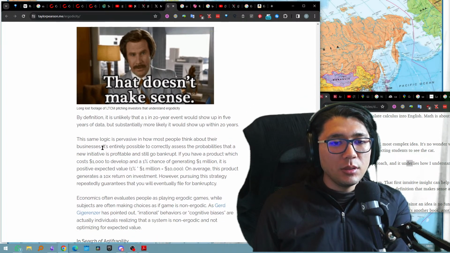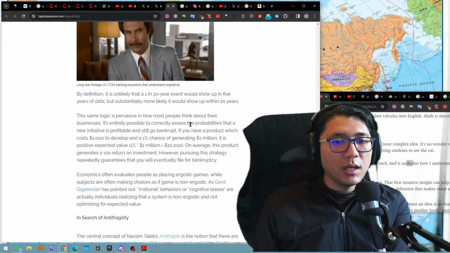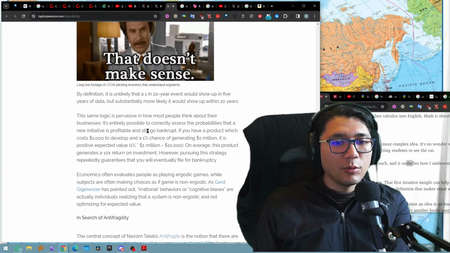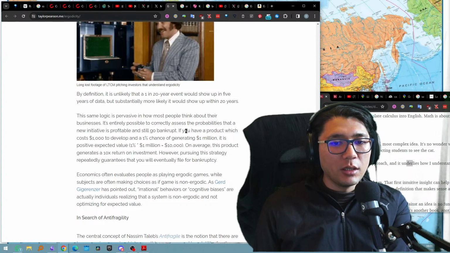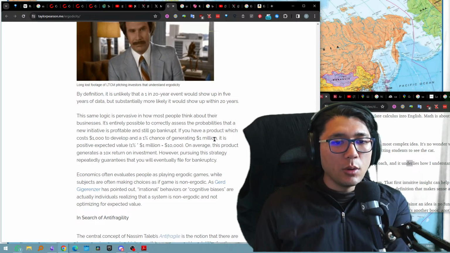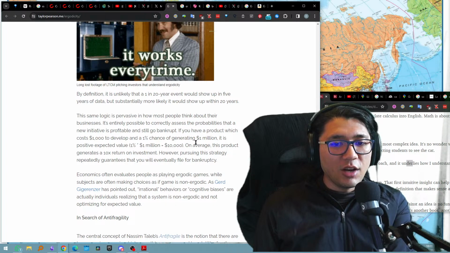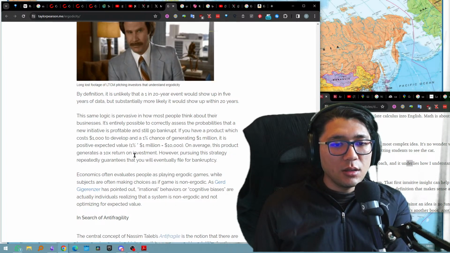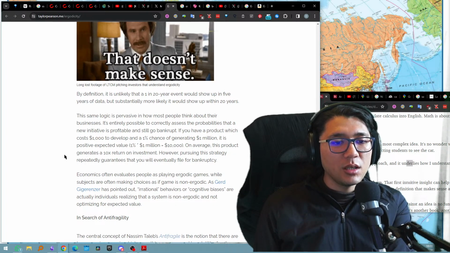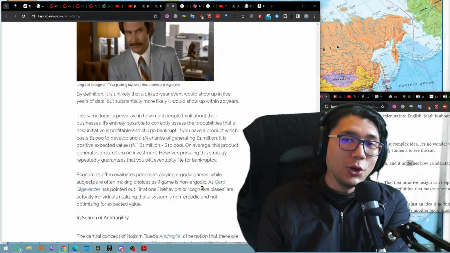This same logic is pervasive in how most people think about their businesses. It's entirely possible to correctly assess the probabilities that a new initiative is profitable and still go bankrupt. If you have a product which costs 1,000 to develop and a 1% chance of generating 1 million, it is positive expected value: 10,000. On average, this product generates a 10x return on investment. However, pursuing this strategy repeatedly guarantees that you will eventually file for bankruptcy. Lol. Funny.